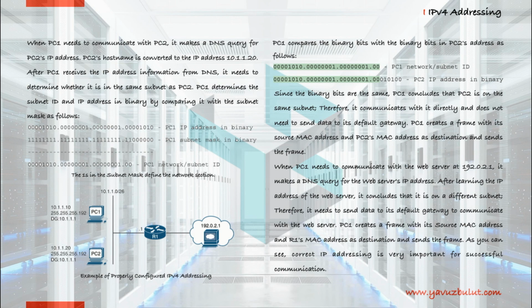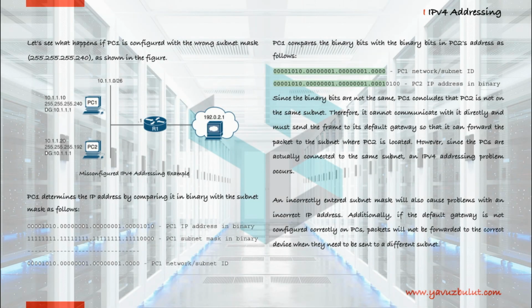IP addressing is very important for successful communication to take place correctly. Let's look at what happens if PC1 is configured with the wrong subnet mask. PC1 compares its IP address with the subnet mask in binary. PC1 writes its IP address in binary, then its subnet mask in binary, and derives the subnet ID. The binary bits of PC1 are compared with the binary bits of PC2 as here.